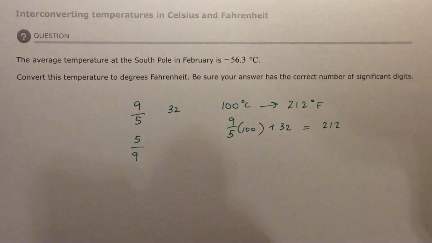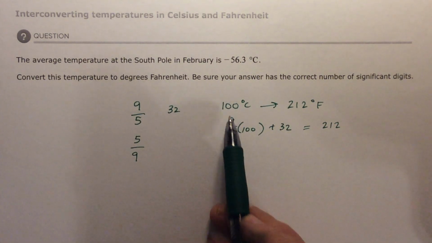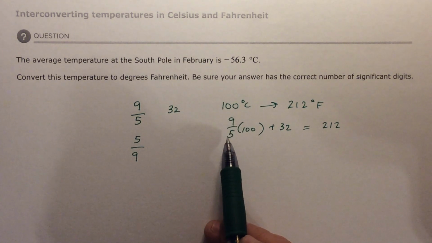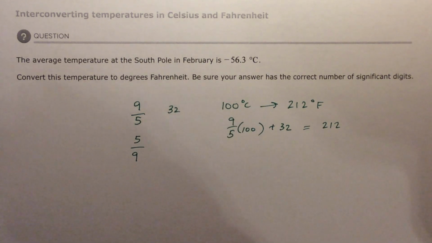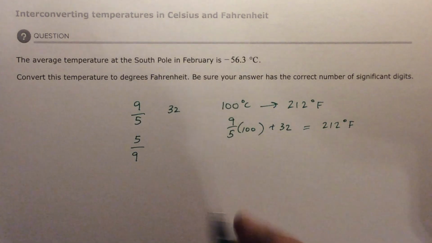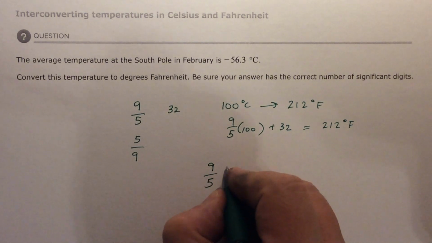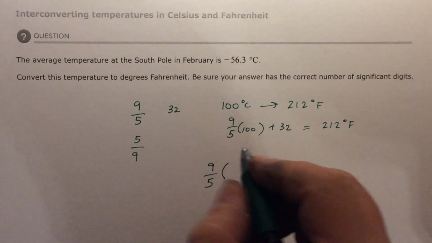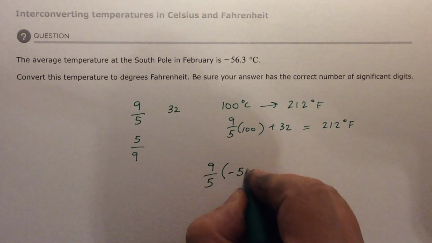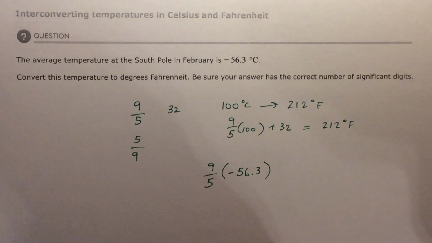212. All right, so my formula now is going to be whatever Celsius is, times 9 divided by 5, plus 32 degrees, and you'll end up in degrees Fahrenheit. So here's my formula, 9 over 5 times whatever Celsius. They're going to give me a negative Celsius, just to mess you up a little bit. Okay, so I'm still going to make it bigger.